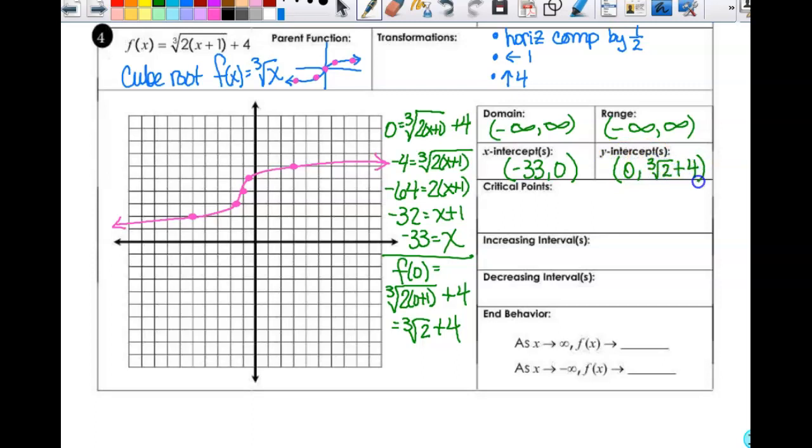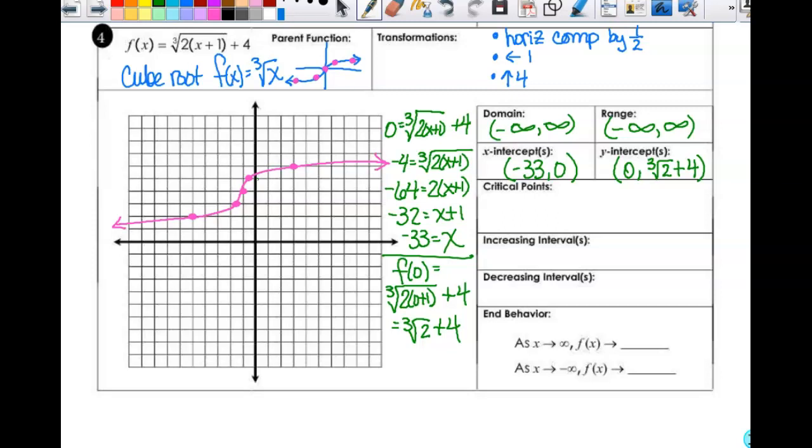And my guess is if I had to estimate the cube root of 2 plus 4, it would be about 1, 2, 3, 4. It's just a little bit more than 5. Right? Because you can solve that on your graph. But that's irrelevant. That's your exact answer. Okay? We good? Do I have any critical points?